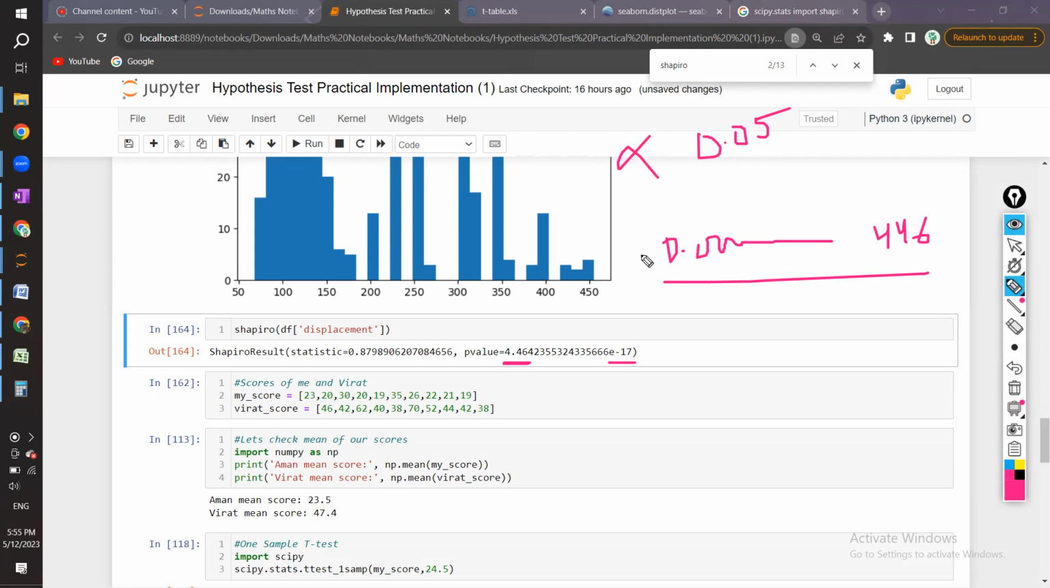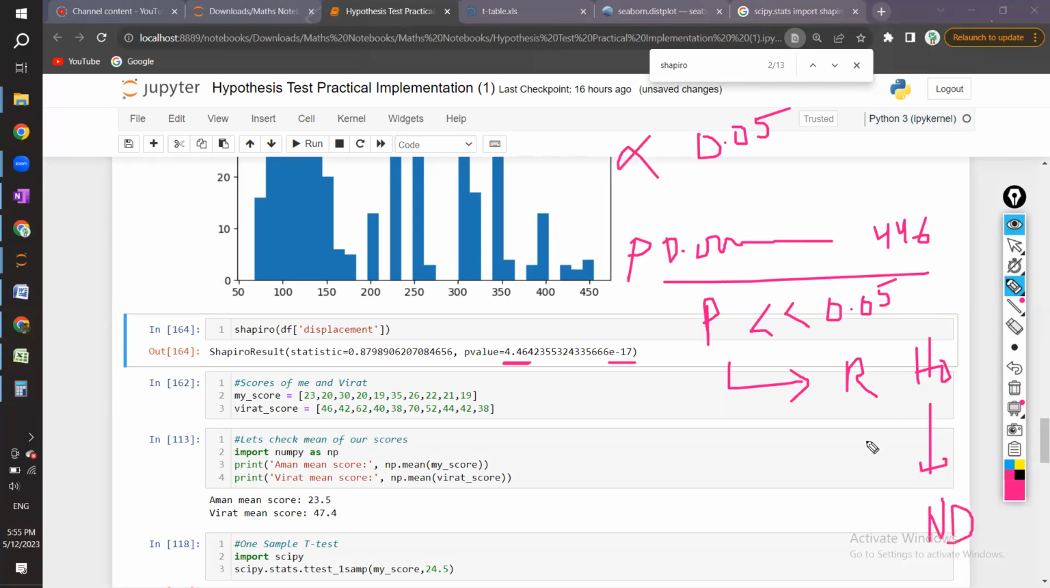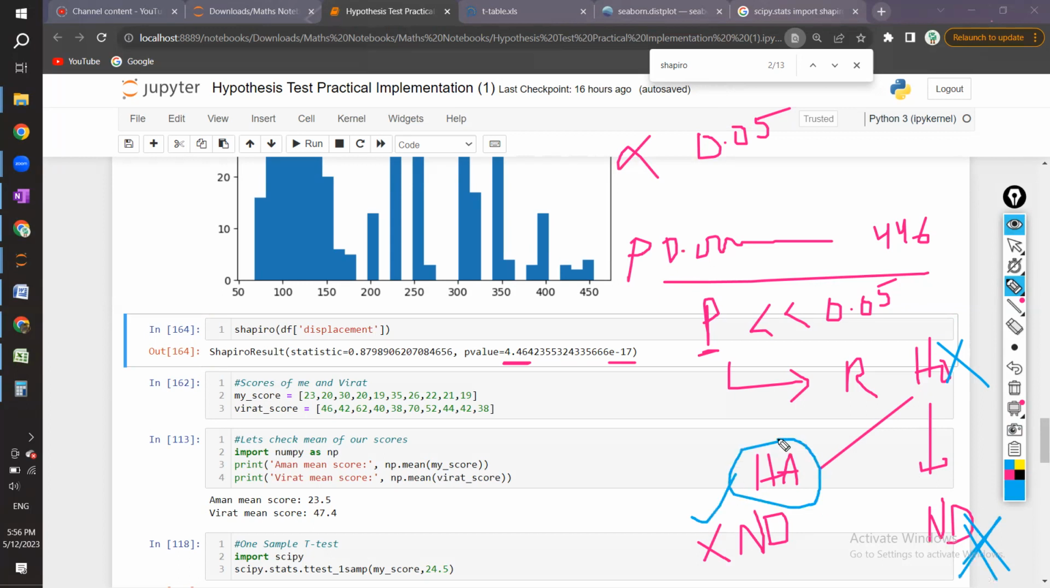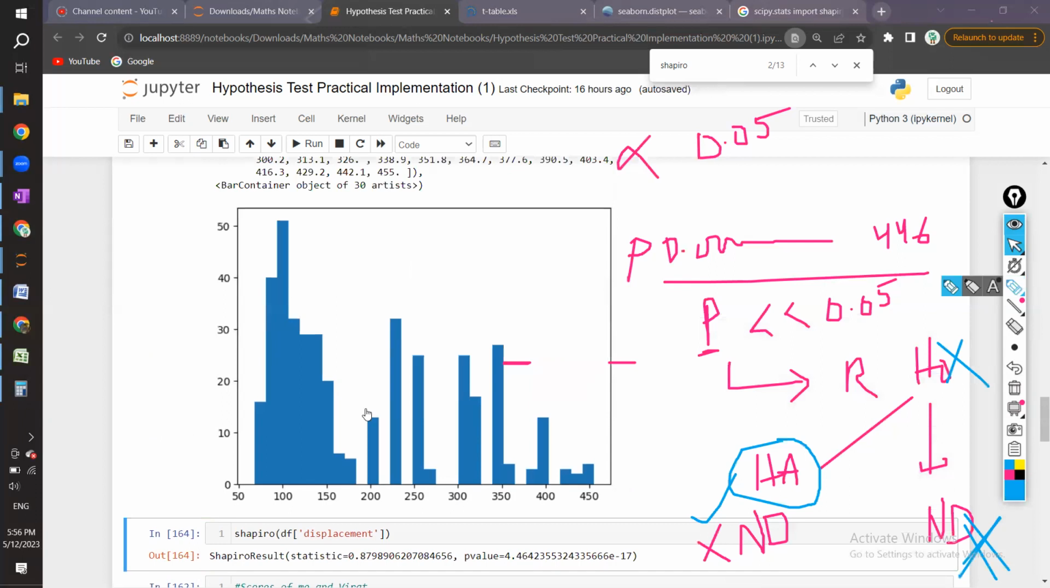Now this is the p-value. If the p-value is less than alpha, and yes, it is very much less than alpha, then in this case do we accept or reject the null hypothesis? Reject the null hypothesis. The null hypothesis usually says the distribution is normal, and the alternate says it is not. Since we reject the null hypothesis, this is not a normal distribution. We accept the alternate hypothesis, and it is also true, because clearly this is almost like a uniform distribution. There is no normal distribution at all.